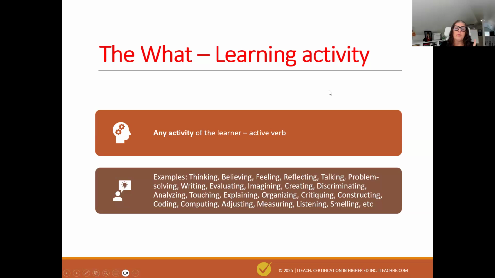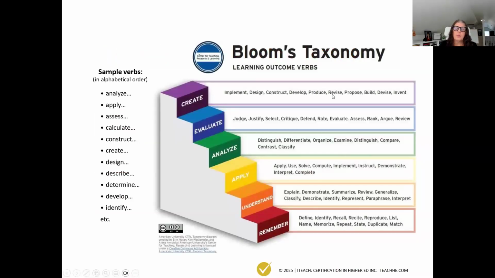A couple of ideas about choosing verbs. You may have heard of Bloom's taxonomy. It's a very useful framework, and I use it all the time. When I'm designing a lesson or a session or a course, I think, what do I really want students to do? And I'll use Bloom's. There are many different versions online with many different examples. Here you see examples at the different levels.